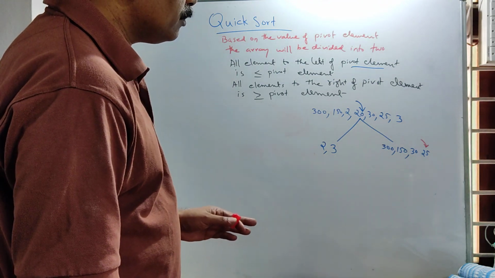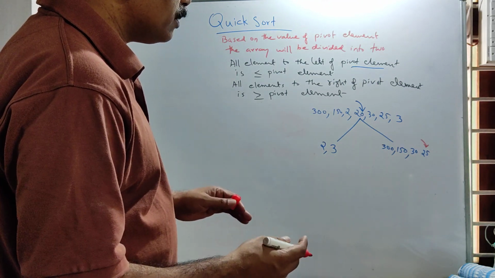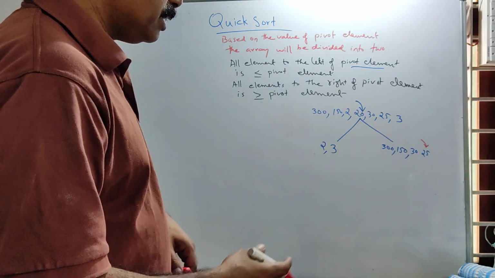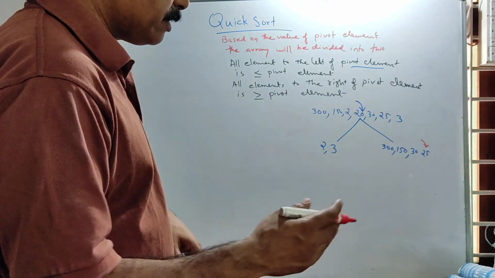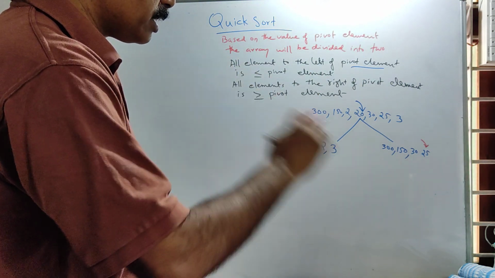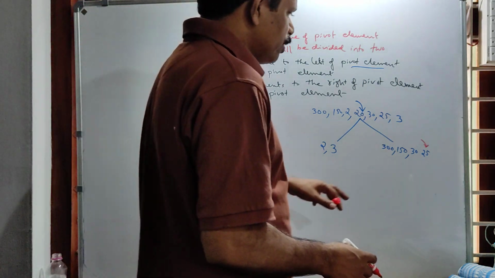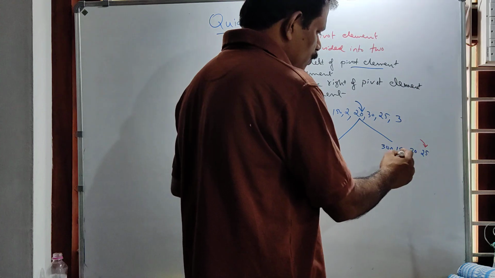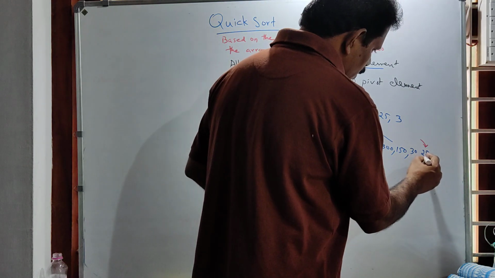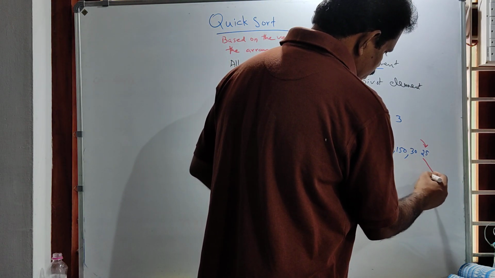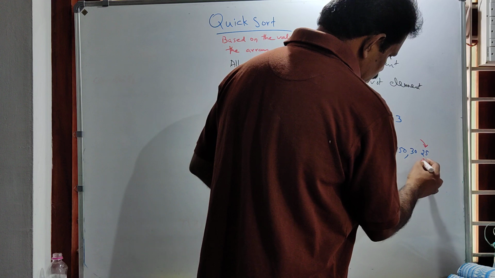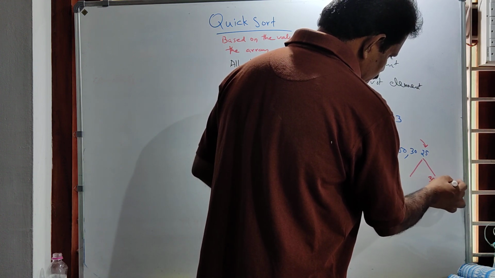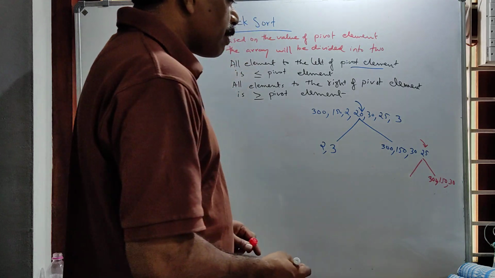All the elements less than or equal to the pivot element will be gathered on the left subtree, and all the elements greater than or equal to the pivot element will be gathered on the right subtree. Here there are no elements less than or equal to 25, so all the elements are gathered on the right subtree, that is 300, 150 and 30.